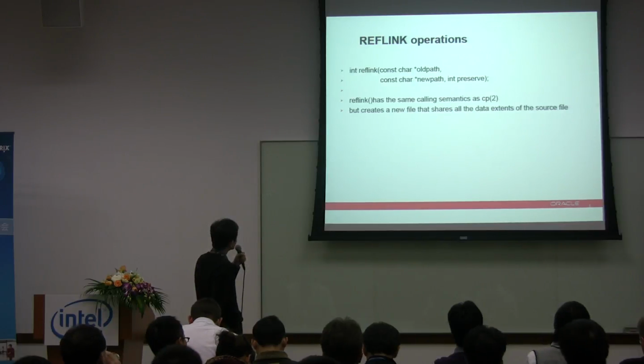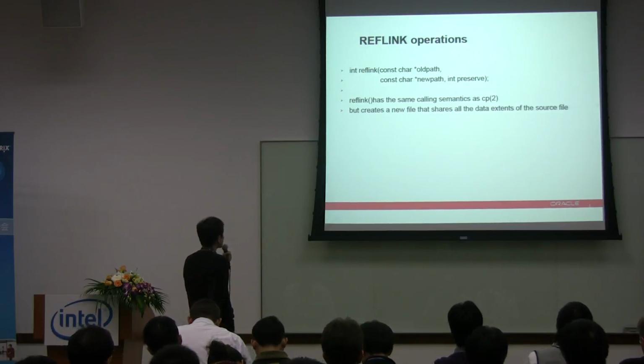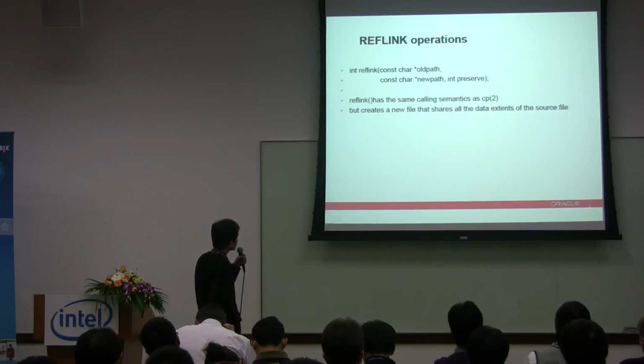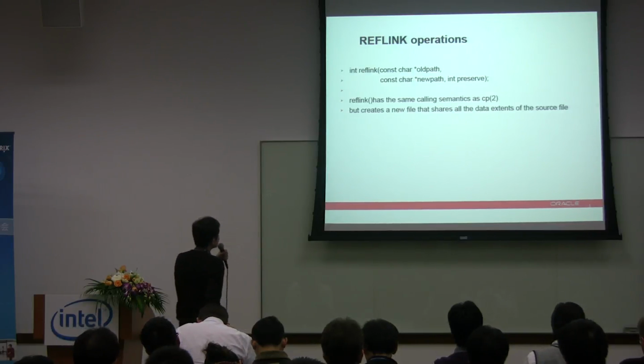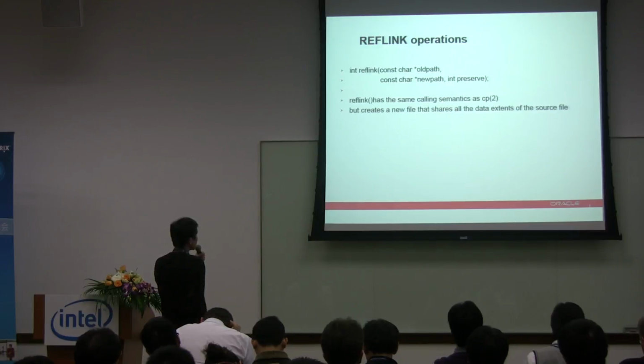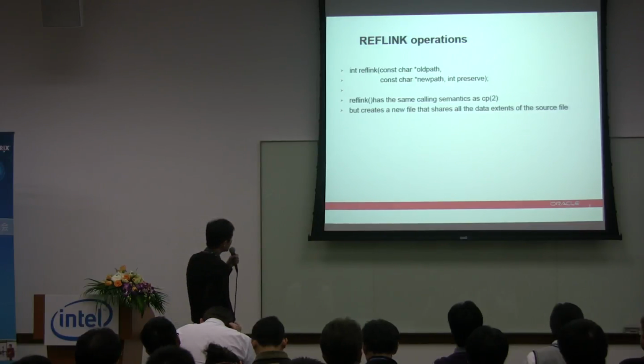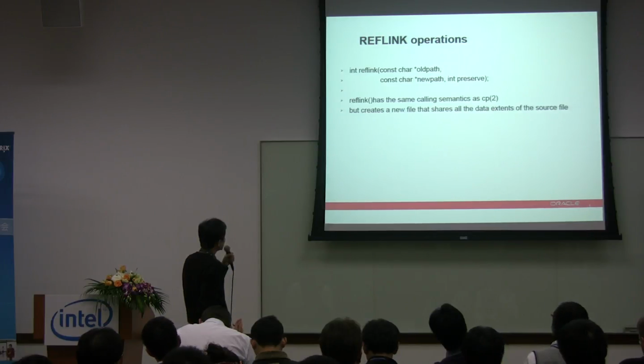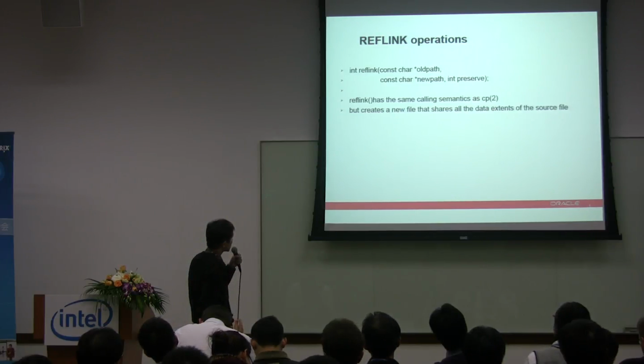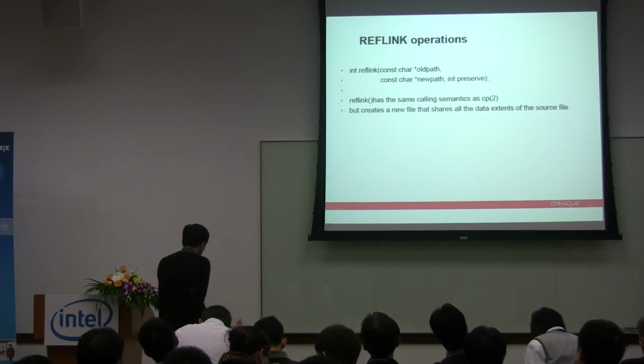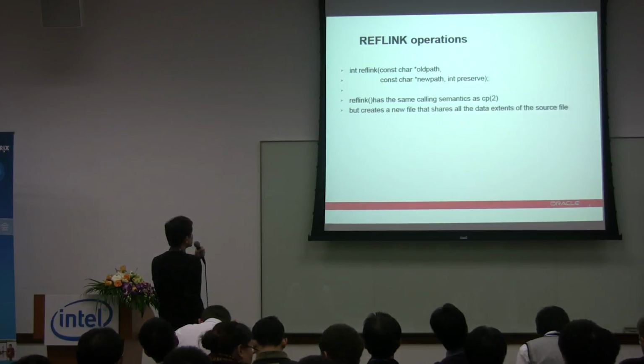So Reflink just works like cp, but it isn't cp. It just creates a new file, but doesn't use any more disk space. From the user's perspective, these are two different files, but they don't use extra space. I have some examples to explain it in more detail later.